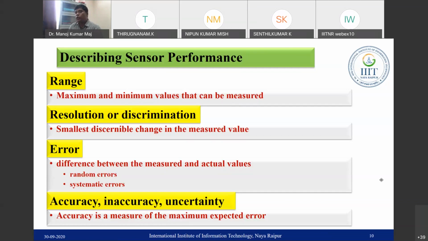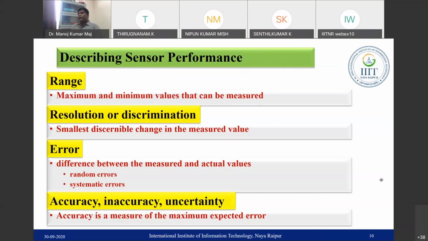If we have to go for the resolution or the discrimination, then we have to see what should be the very smallest change in the measured value. That is, suppose the environmental value has been changing, so what should be the minimum amount of the change? That is called the resolution or the discrimination. And the error also. So there are mainly two kinds of errors we can detect: the random and the systematic errors, and we will be coming to it later. So depending on these two kinds of errors, we can see what is the difference between our measured value and the actual value.